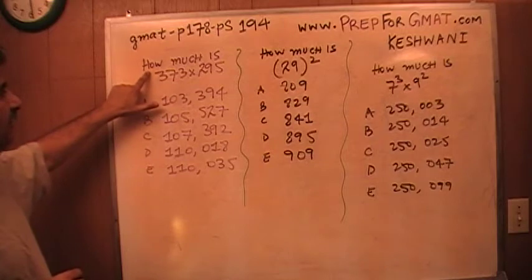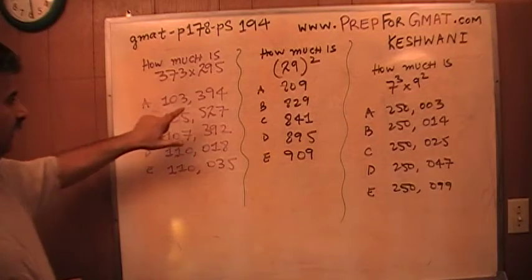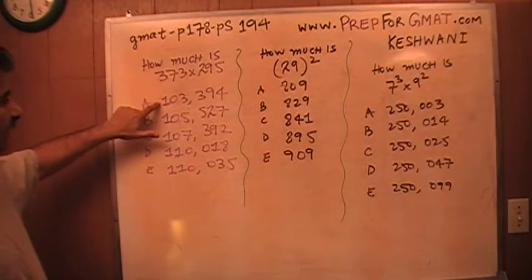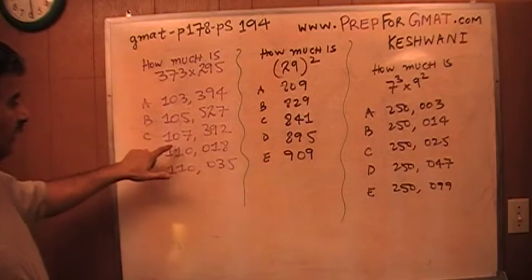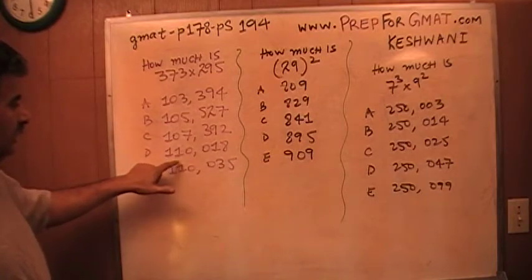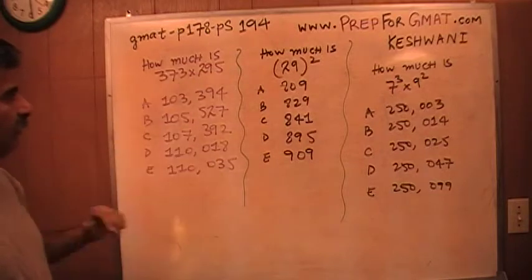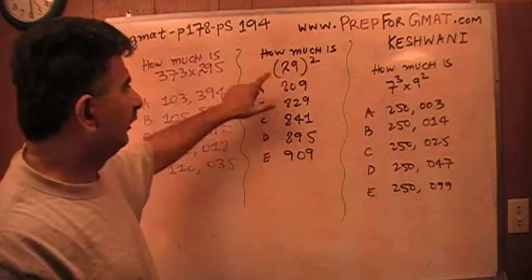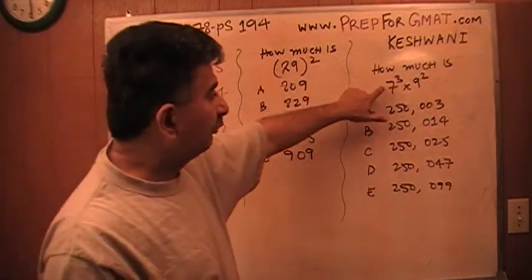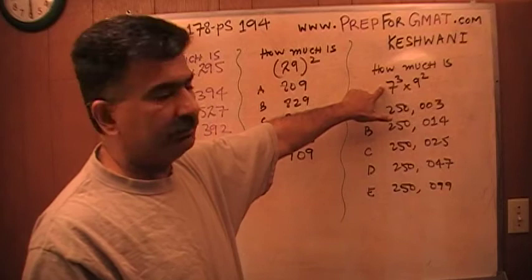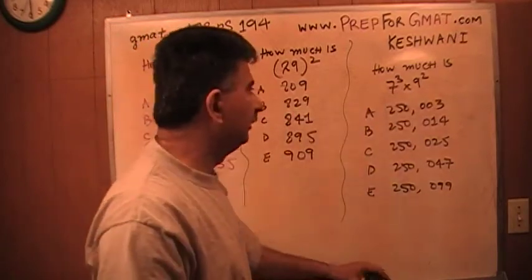This one is asking you how much is 373 times 295, and here are the answer choices: 103,394, 105,527, 107,392, 110,018, 110,035. That's one question. The second question simply is, how much is 29 squared? And here are the five answer choices for that. The third question is, how much is 7 cubed times 9 squared?